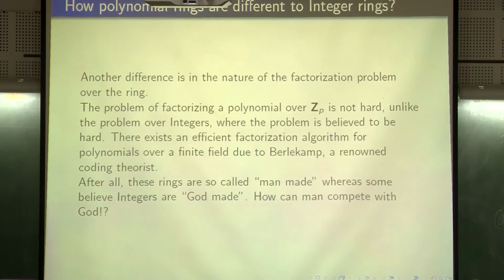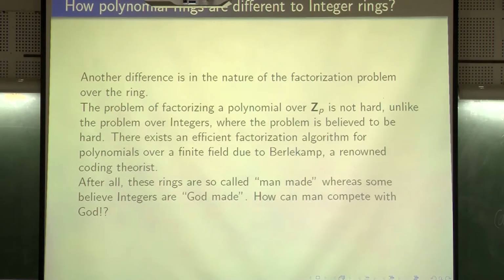So how are polynomial rings different from integers? Another difference is the nature of the factorization problem over the ring. The problem of factoring polynomials over Zp is not at all hard. In fact, if you are given a polynomial over a finite field GF(p), there are very efficient algorithms to factor them, given by Berlekamp, the coding theorist. If you look at the algorithm, it's pretty easy. On the other hand, factorization over integers is still hard, and nobody knows whether it's hard or not. In fact, we don't know the complexity of that algorithm.